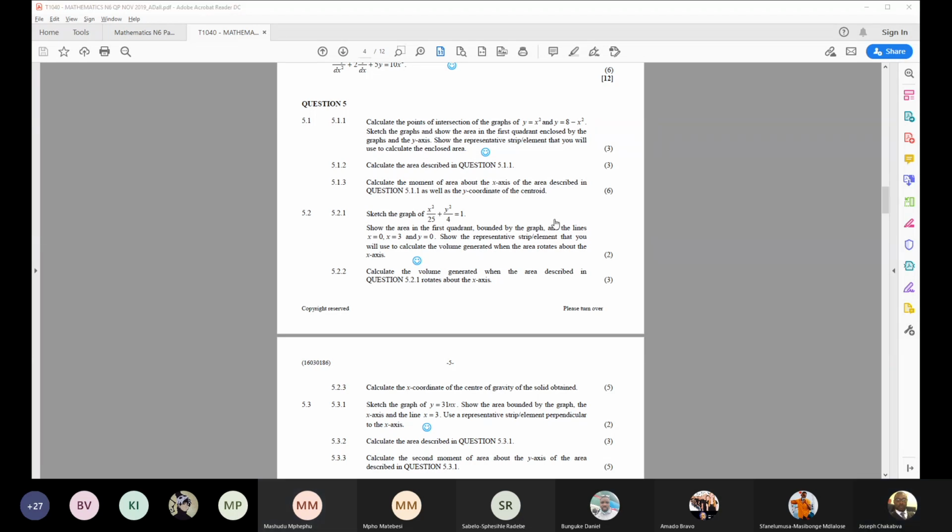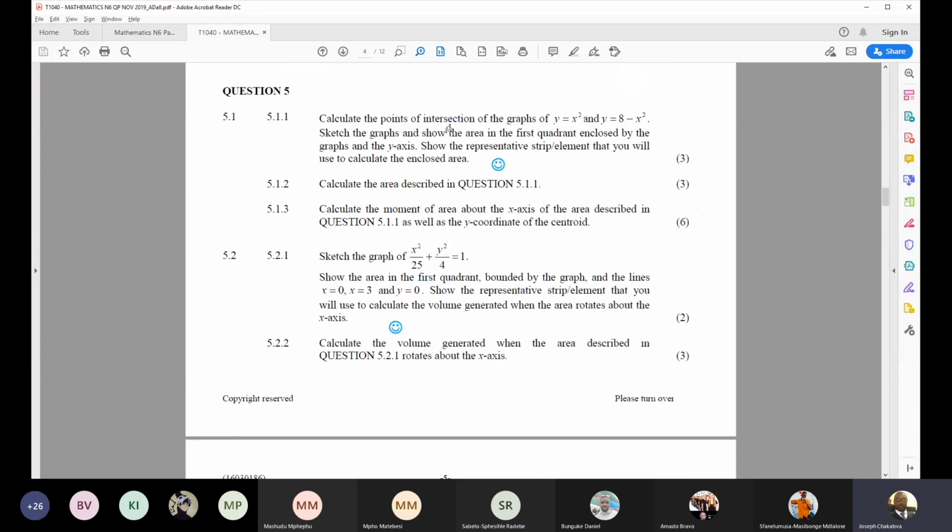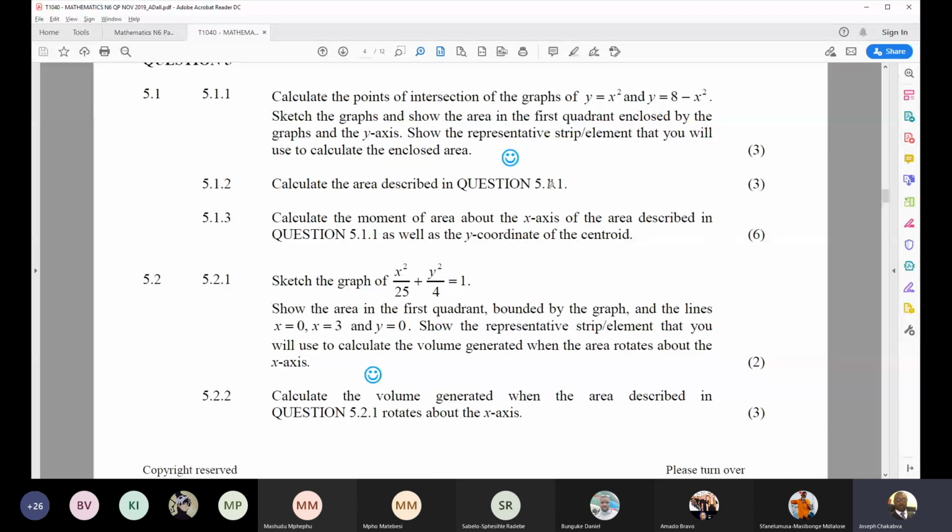Do you mind zooming it? I cannot see anything. Let me zoom it. I wanted to show the questions together because they are on different pages, but let me zoom it, it's fine. Is that better? Yes, it is.